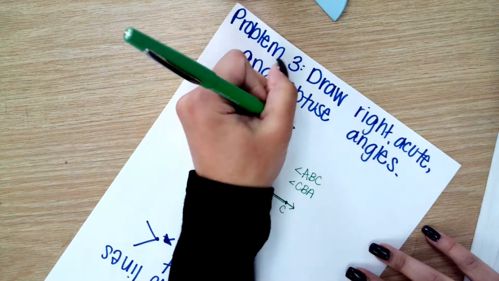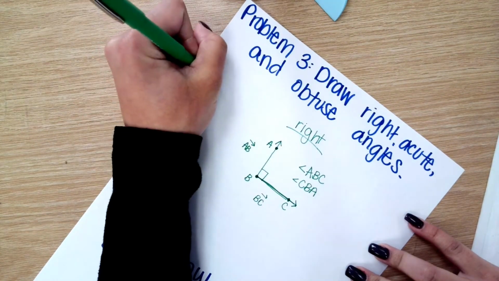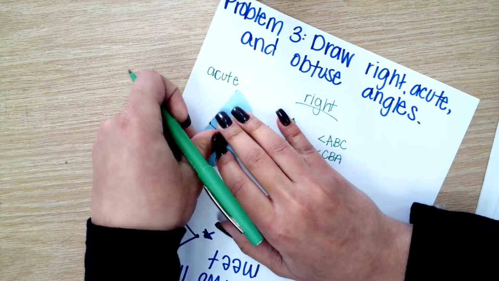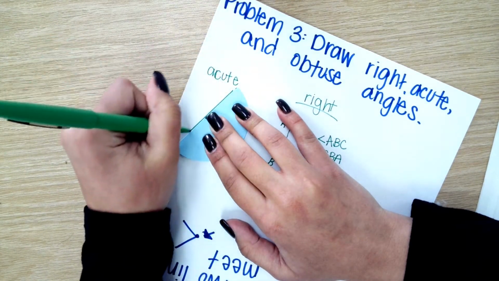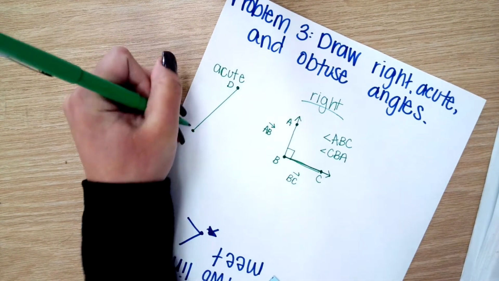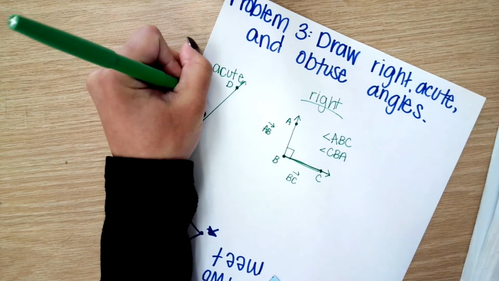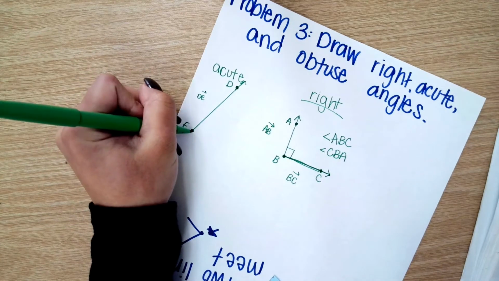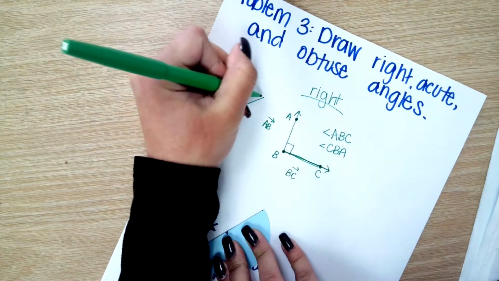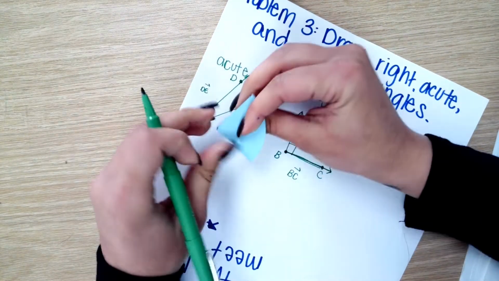So if that is true, how can we make an acute angle? I'm going to use my straight edge to draw a line to start. How can I carry on this angle? I'm going to make it a ray. I don't necessarily need my template to make a right angle. I just need to make it less than 90 degrees. So I can check it against my template when I'm done.